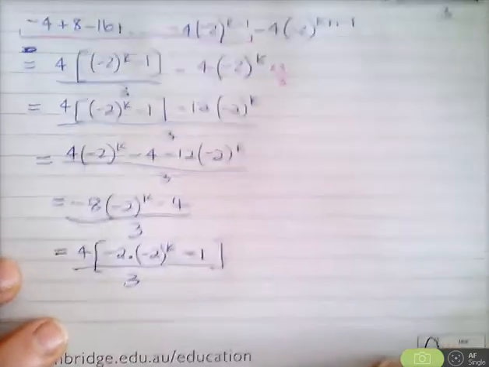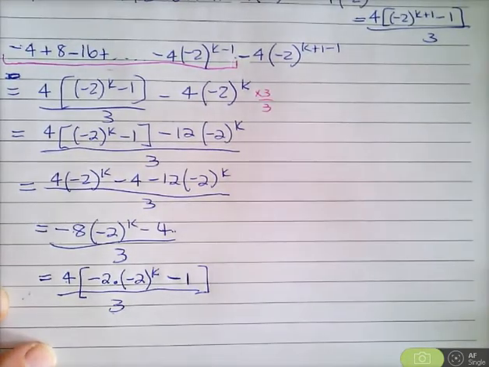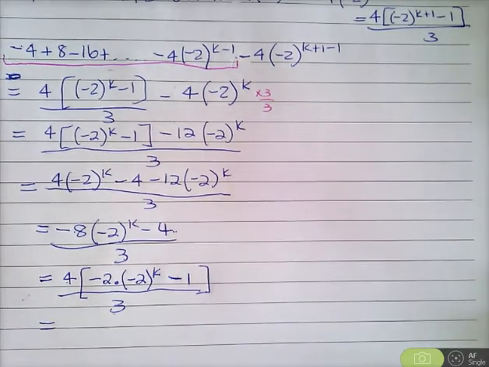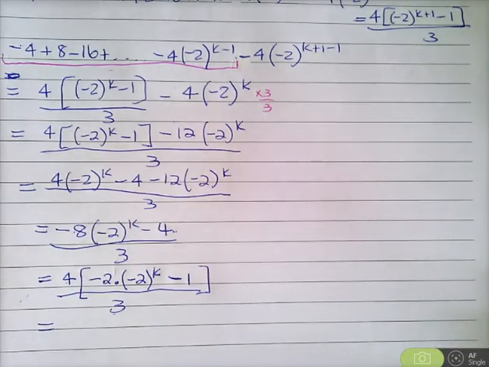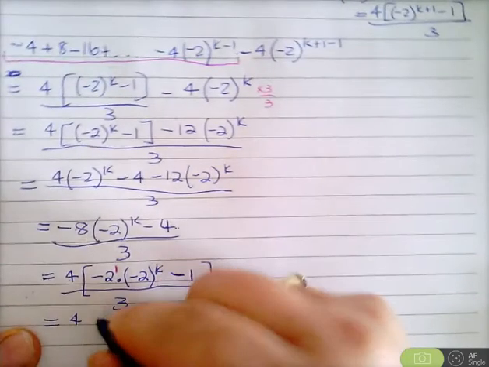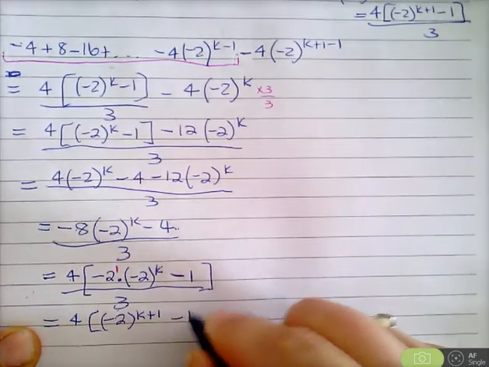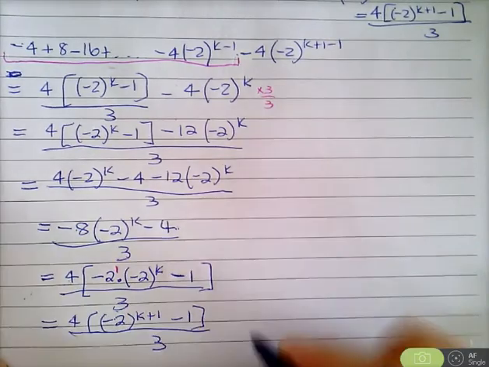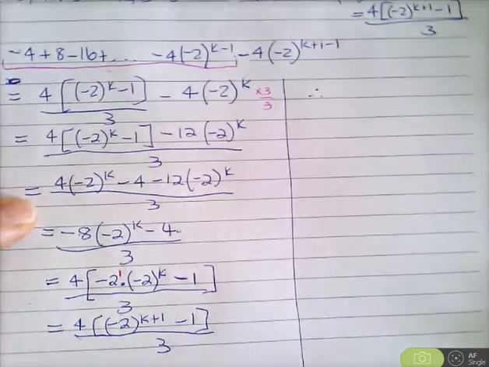Now, can you see where we're going? We're nearly there. What's negative 2 times negative 2 to the k? Are the bases the same? Yeah, because that's negative 2 to the 1. Bases are the same, so what do we do? Add the indices. So it's 4 times negative 2 to the k plus 1 minus 1 over 3, which equals your right-hand side. Well, that's fine. Therefore, you can do your conclusion.